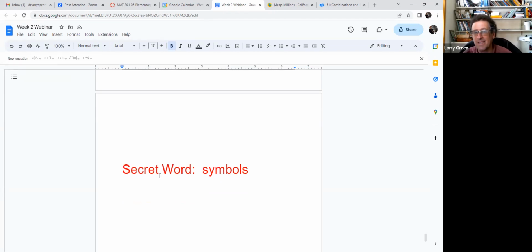So the secret word is symbols. And the reason I'm using the word symbols as a secret word is that when you have a big word problem, like a whole paragraph that's a probability problem, your second step, I guess, is to turn every number and write it as a probability statement using symbols, P, parenthesis, maybe A, parenthesis, equals a number. So that's the secret word for this week.